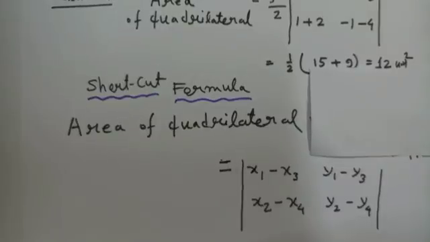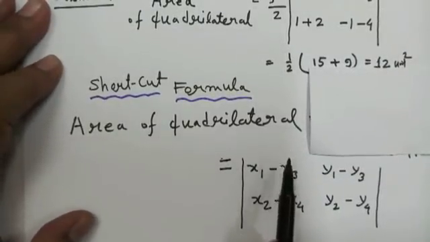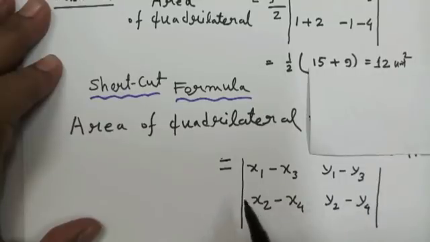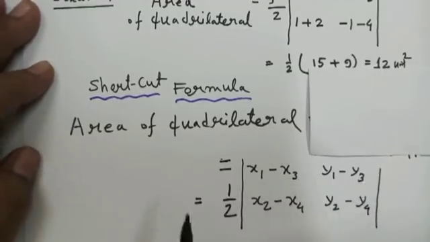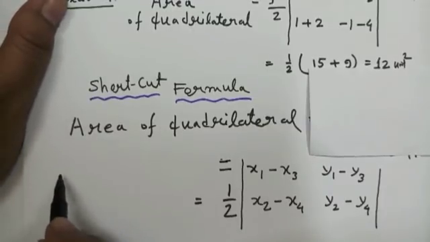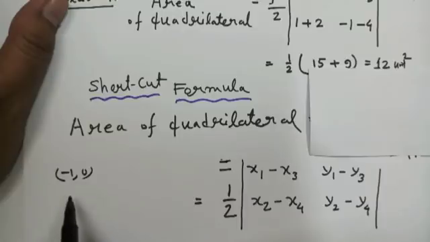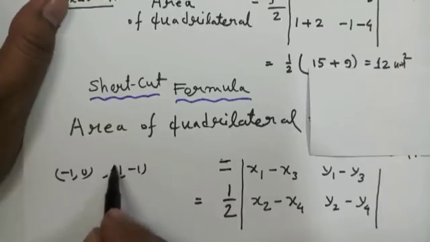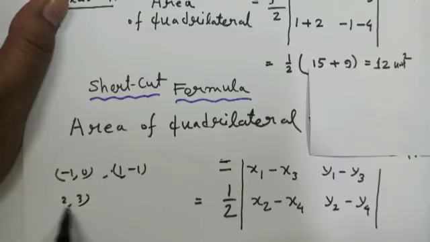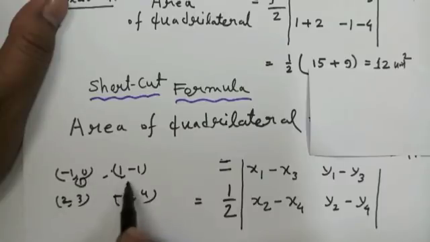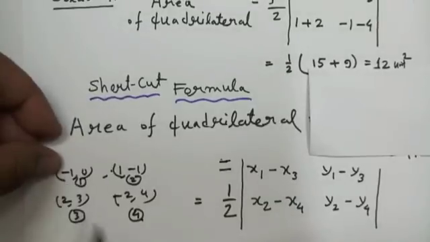Okay. So the area of quadrilateral is half of the determinant, with entries x1 minus x3, y1 minus y3. Here the 4 points are minus 1, 0; 1, minus 1; 2, 3; and minus 2, 4. This is point number 1, this is point number 2, this is point 3, and this is point number 4. So this is x1.